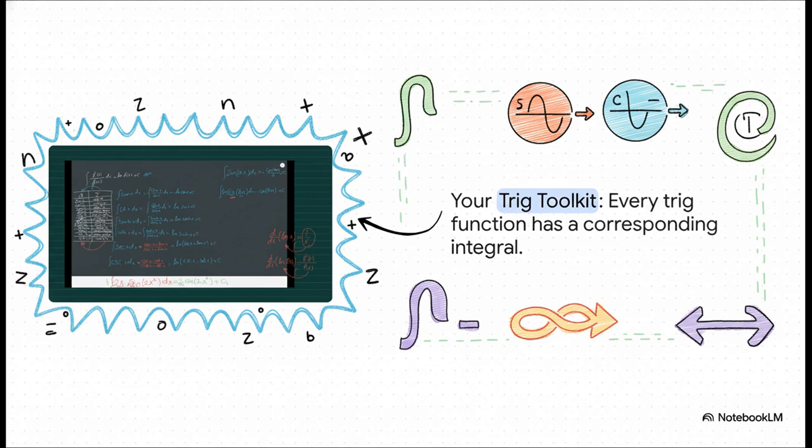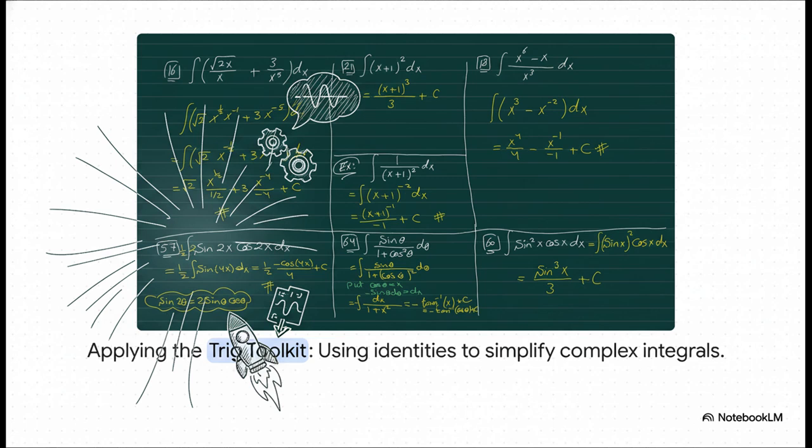The derivative of cosine is negative sine, so the integral of sine has to be negative cosine. See? Every single rule on this page is just one of your old derivative rules in disguise. Now, let's put these new tools to work. Take a look at problem 57.